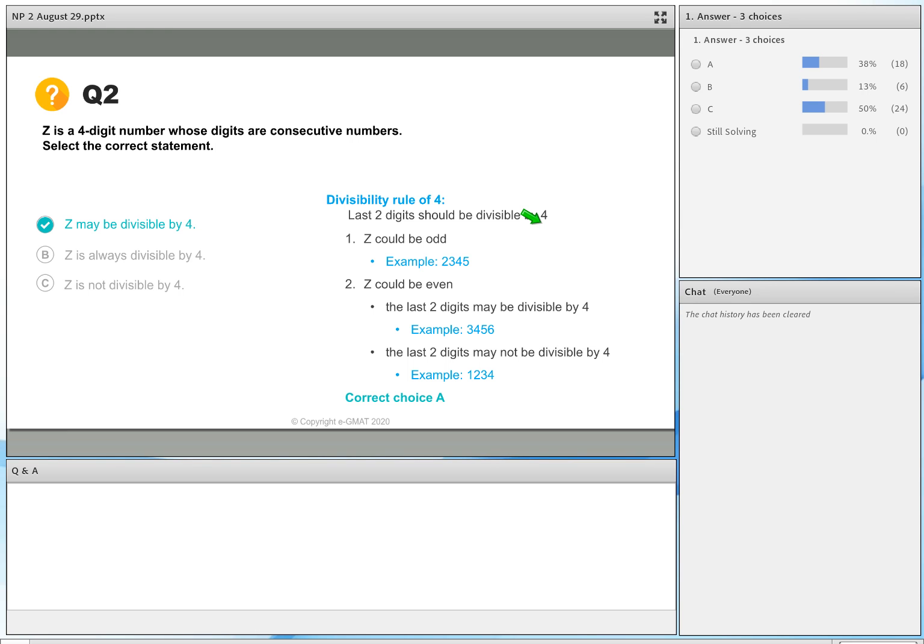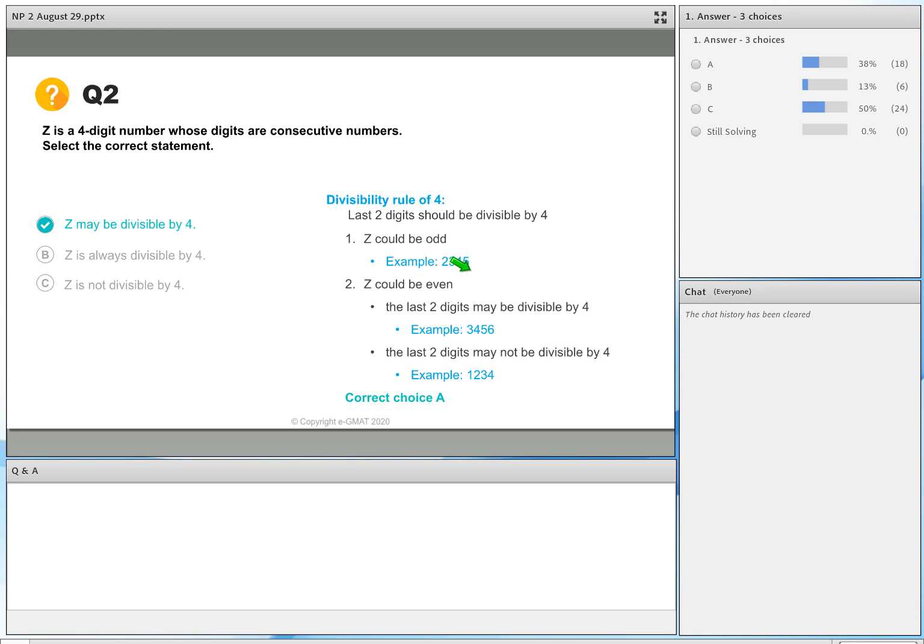Now see, 4 consecutive digits. Look at this number, 2, 3, 4, 5, because of which my last digit is odd. So if my last digit is odd, the entire number, Z, is odd. And an odd number can never be divisible by 4. So this is where you have a no. No, Z is not divisible by 4. So people who marked C, you looked at something like this. But Z may be divisible by 4 as well.